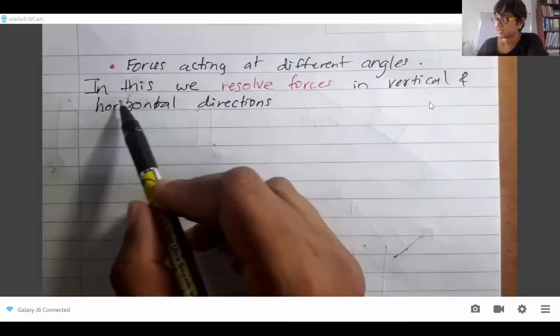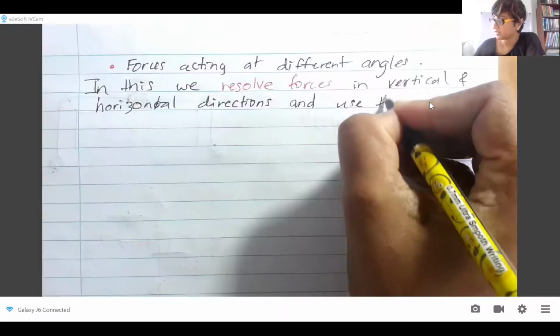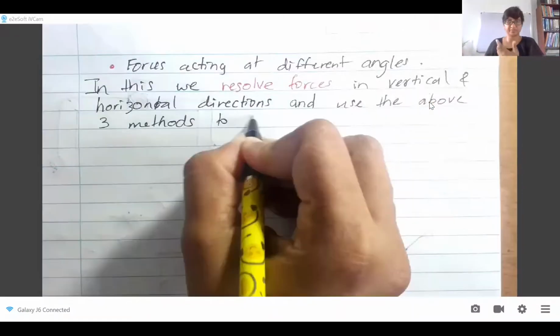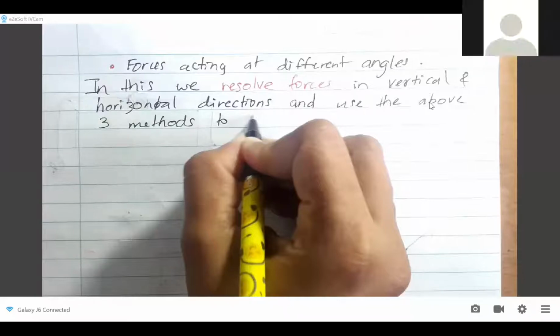So we'll say, in this, we resolve forces in vertical and horizontal directions and use the above three methods, a combination of three methods. If you have a couple of them acting in the same direction, you add them; opposite, you subtract them; perpendicular, Pythagoras. So you use a combination of the above three methods to find the resultant.